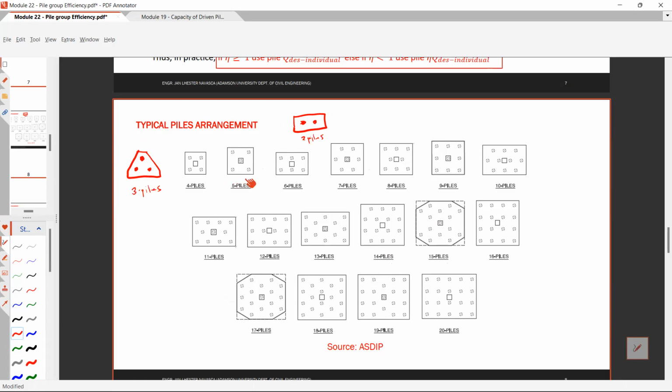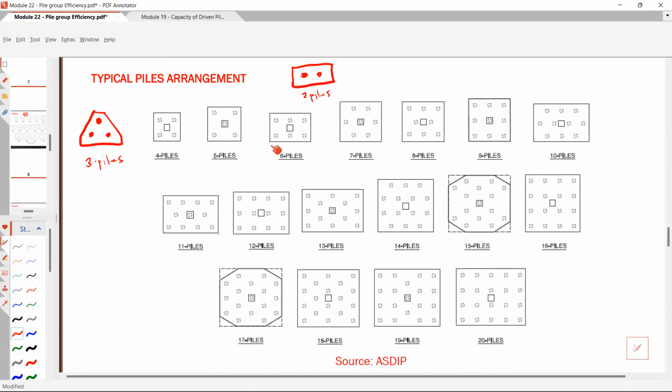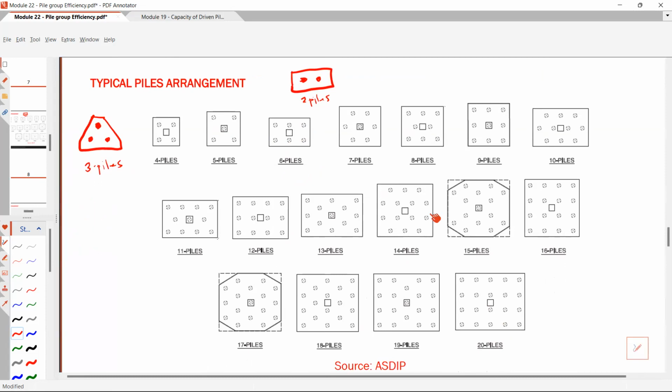So for the typical arrangement of piles in a pile cap, we have your 2 piles, 3 piles, your 4 piles, okay? 5 piles, okay? 6 hanggang 20. Okay, so mapapansin nyo, parang symmetric talaga yung arrangement of piles. Okay? And the rectangular one on center is yung columns. Okay? Yung rectangular on center is columns.